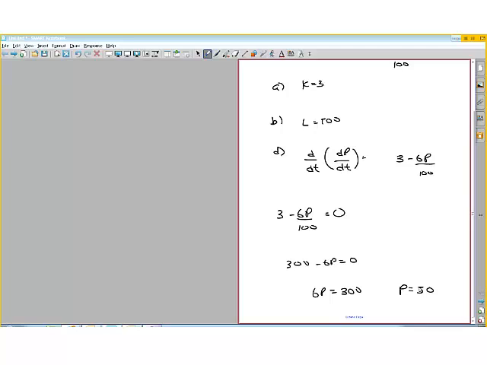Okay, I was looking for it here. 4p equals 50, so that's correct. And if we wanted to do the derivative of the derivative, we'd see that if you took the derivative of 3 minus 6p over 100, you'd get negative 6/100. It's a negative, which means it's concave down, which means it's a maximum.